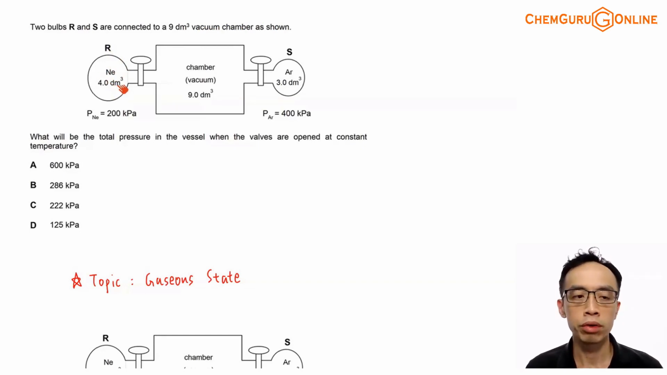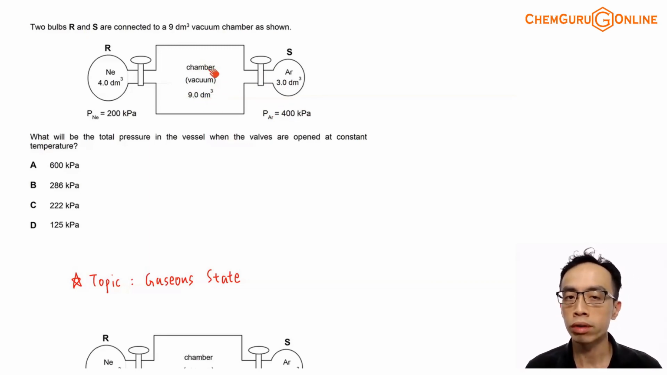The volume is 4.0 dm³. The pressure is given as 200 kilopascal. Then we have bulb S, which contains argon at 3 dm³. The pressure for argon is 400 kilopascal. The vacuum chamber volume is 9.0 dm³.